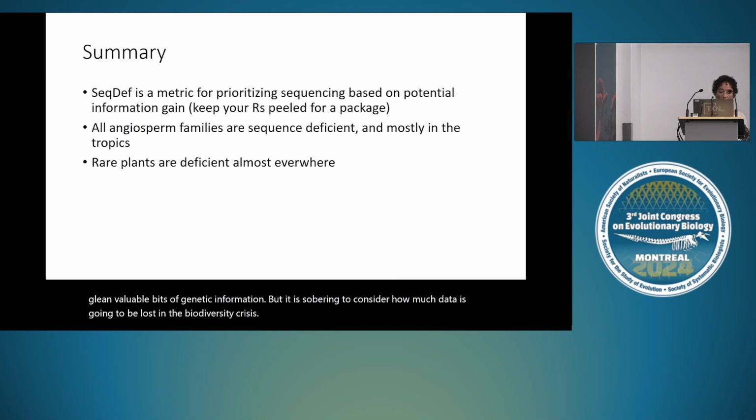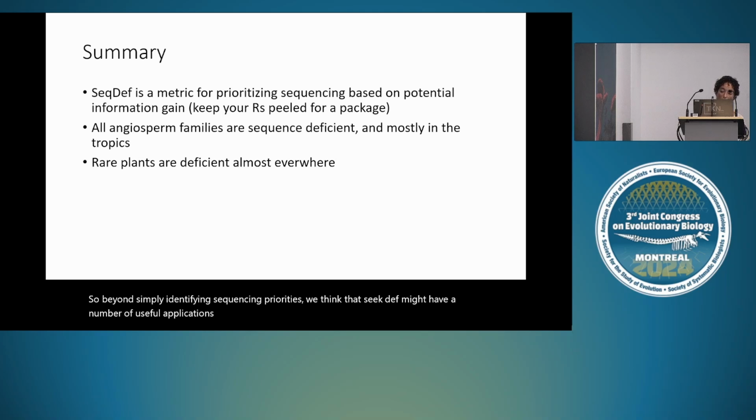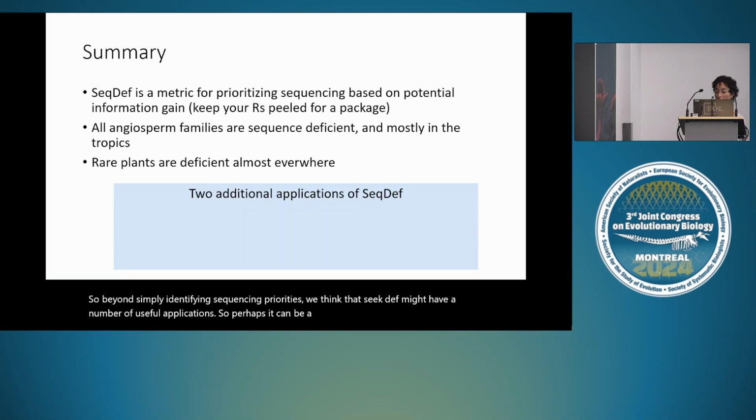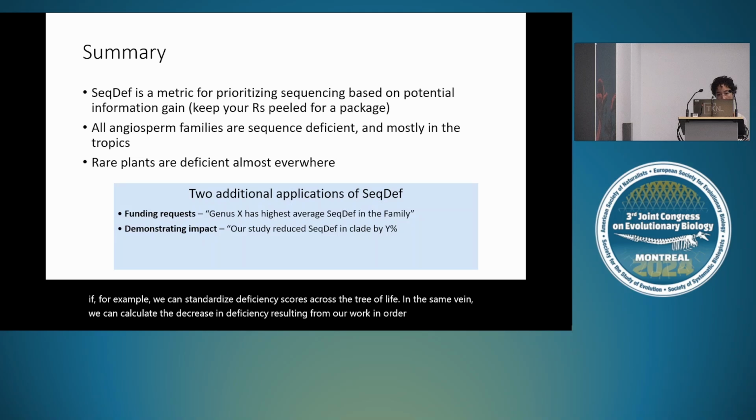Beyond simply identifying sequencing priorities, we think that seqdef might have a number of useful applications. Perhaps it can be a useful argument for requesting funding if, for example, we can standardize deficiency scores across the tree of life. In the same vein, we can calculate the decrease in deficiency resulting from our work in order to demonstrate the impact of our efforts.